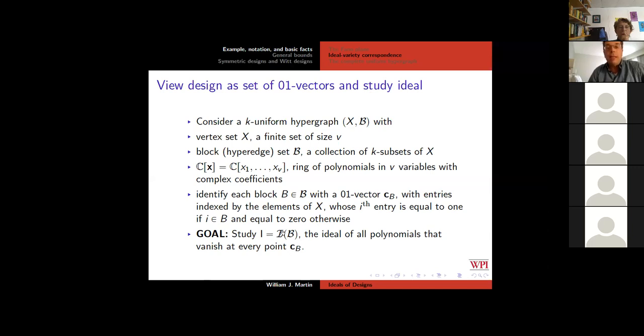And this is an ideal. I can also think of this as the kernel of an evaluation map. So I can take all of the polynomials in V variables and I can evaluate them on these vectors. And polynomials of wildly different degrees can all reduce to the same function when evaluated on these blocks. And this equivalence relation is captured by this ideal, which is the kernel of that evaluation map.